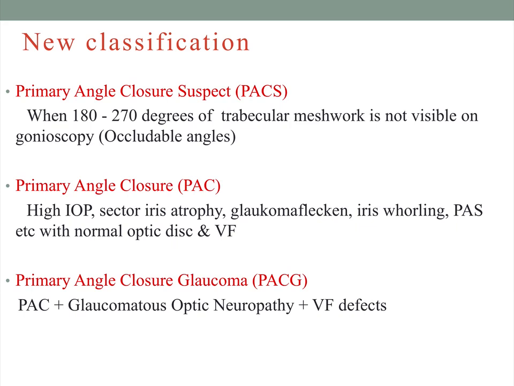Primary angle closure suspects are those patients when 180 to 270 degrees of trabecular meshwork is not visible on gonioscopy. Primary angle closure are patients who present with high intraocular pressure, sector iris atrophy, glaucomflecken, iris whirling, peripheral anterior synechiae with normal optic disc and visual fields. So their optic disc and visual fields are normal, whereas primary angle closure glaucoma are patients who present with attack of primary angle closure or signs of primary angle closure with glaucomatous optic neuropathy and visual field defects.